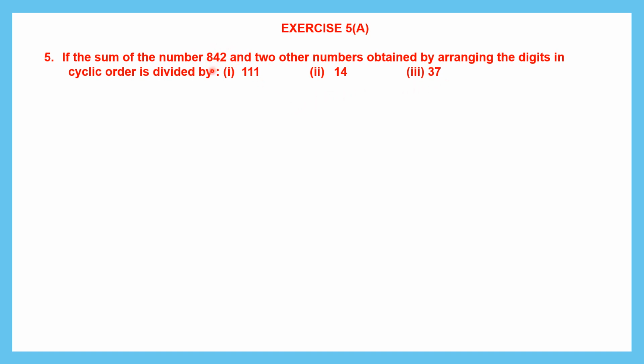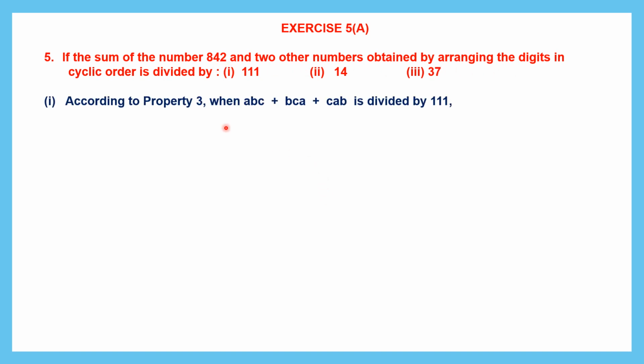So this is a number and two other numbers obtained by arranging this in cyclic order. According to property 3, we have learned some properties, when ABC plus BCA plus CAB is divided by 111, the quotient will be A plus B plus C. So here, the cyclic order of 842. Cyclic order means we rearrange these numbers. So now you can put 4 in the ones place: 4, 2 and 8. And then this time in the ones place, we can put 2, 8 and 4.